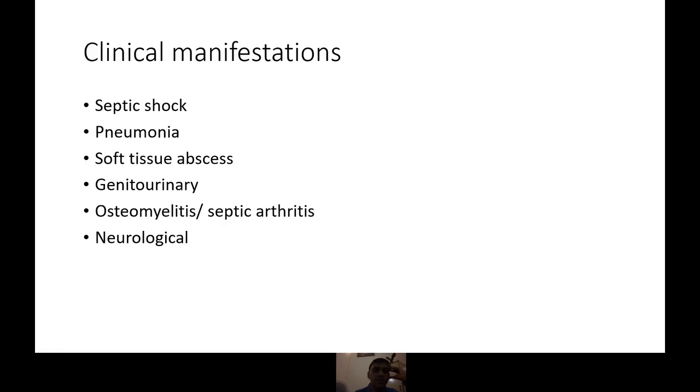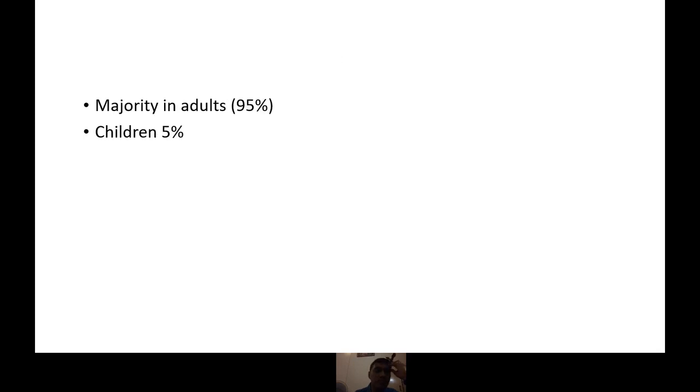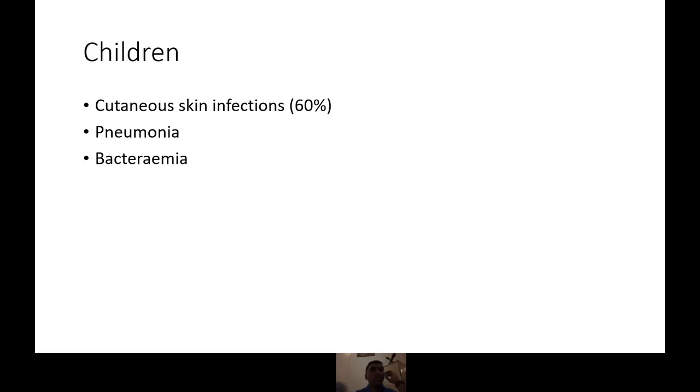So these are the common clinical manifestations. In the acute stage, they can present as septic shock, pneumonia. They can present as soft tissue abscesses, that is superficial abscesses, as well as deep abscesses. Sometimes you can have a genitourinary presentation like dysuria, fever, osteomyelitis, septic arthritis, and of course they can have cranial nerve palsy because there is some form of a midbrain encephalitis which results in cranial nerve palsies. So in children, mostly what you see is the cutaneous form, the majority.